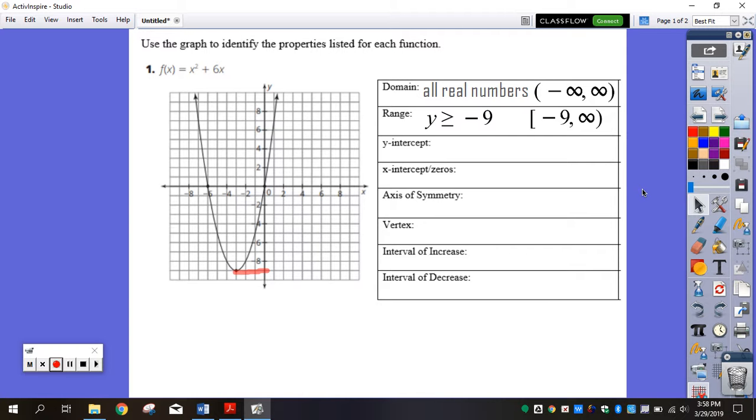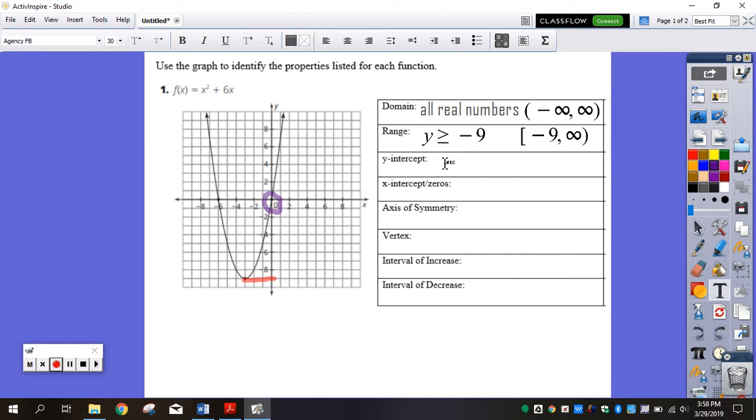Alright, so y-intercept, we've been doing y-intercept for a while. That's where the line crosses the y-axis. So if we look at our graph, it crosses the y-axis at this point, and that is at the y value of 0. And we want to write that in coordinate form, 0, 0. It's a really weird font, so let me just change that right quick. Okay, so our y-intercept is at 0, 0.